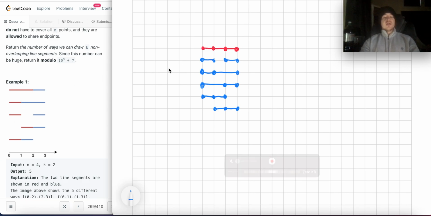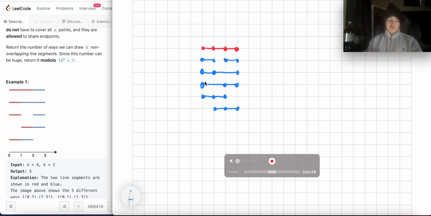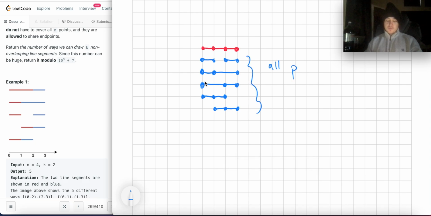So this is 2 lines. There's a line segment here and another line segment here, 2 line segments on their own. Note that there can be a gap. We don't have to cover the whole space. For this size 4 space, this enumerates all possible placements.